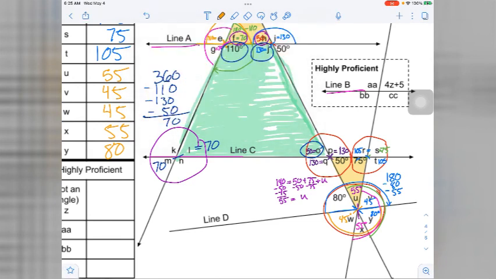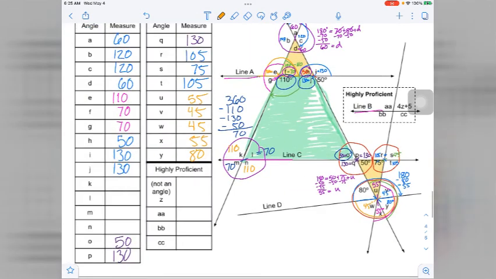Angle M also has to be 70, and then angle N has to be 110, and K has to be 110 as well, because those are supplementary with 70. So K is 110, L is 70, M is 70, N is 110.